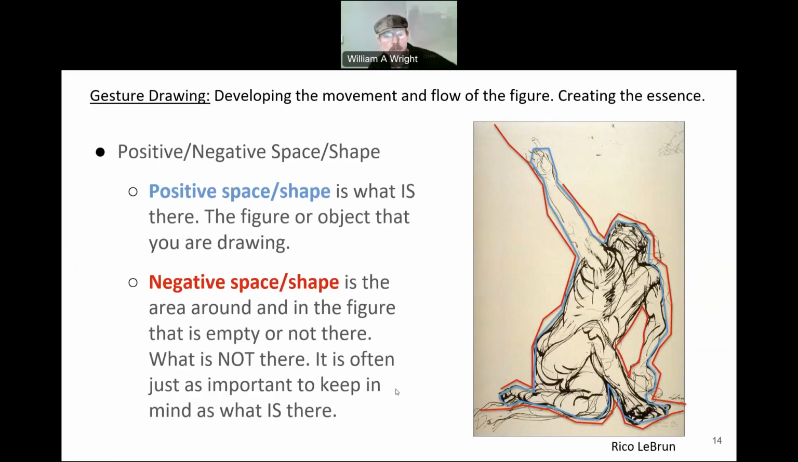Do not forget it. It is often as important to keep this in mind as what is there. Negative space. You know, I tell people all the time, if you're having trouble drawing hands, quit drawing the hand and draw the space between the fingers. It's kind of a dumb little trick, but it helps.